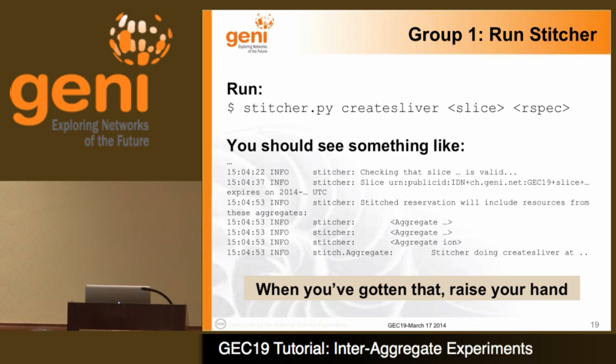And only the people in group 1, please. And you'll see output that looks like this. Please let it run. If you see errors, don't panic. We'll explain what it means. The stitcher will keep trying until it sets up the topology you requested.